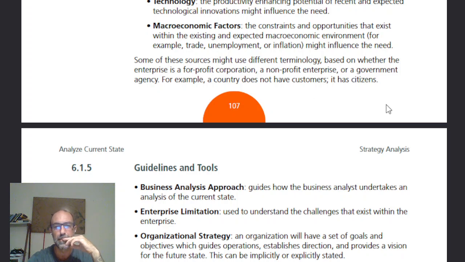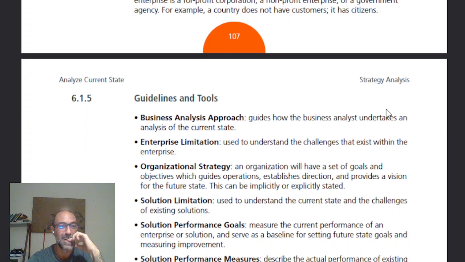That's intense, because citizens are assets, while customers are consumers. Remember that. I'm actually going to highlight this.